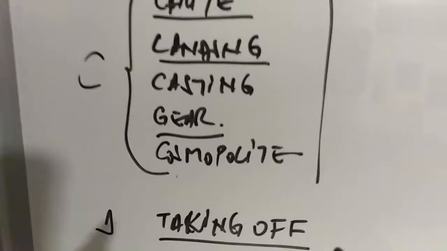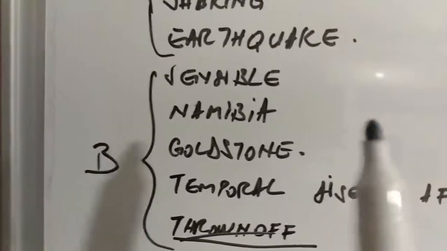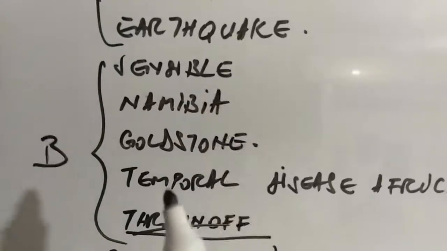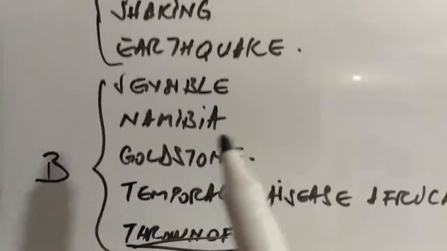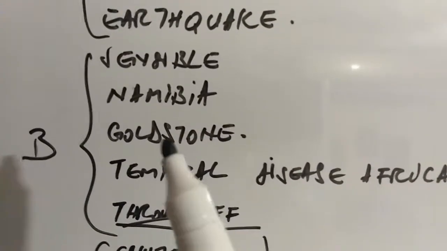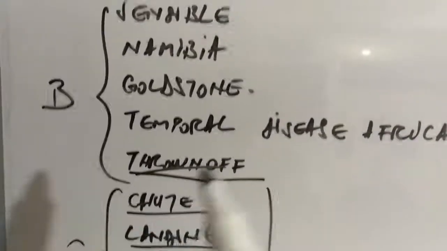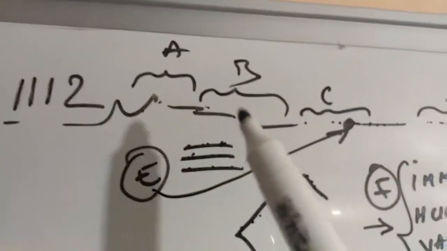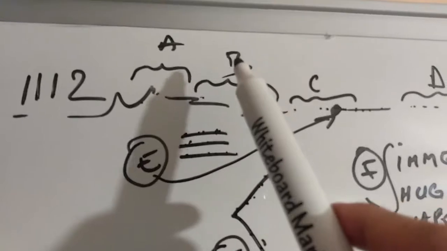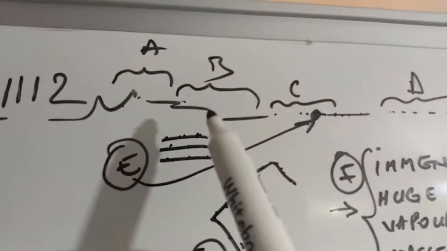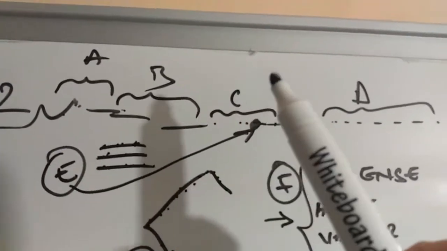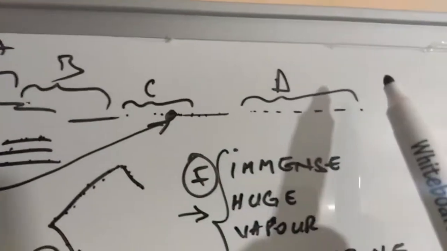So if we observe all these words here, we have something described as coming here, landing here, perhaps with a parachute, casting something using some kind of gear, and then taking off.